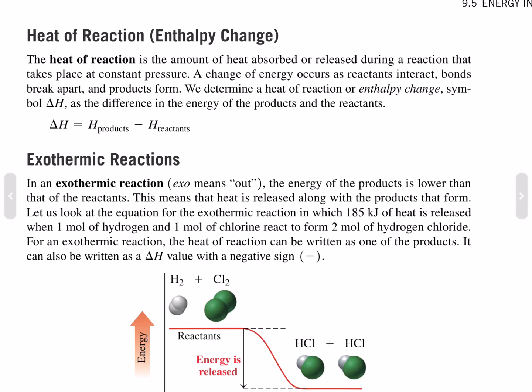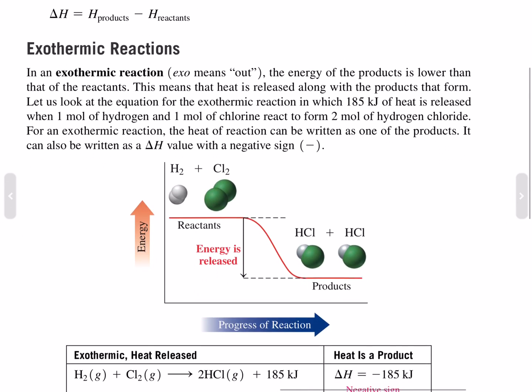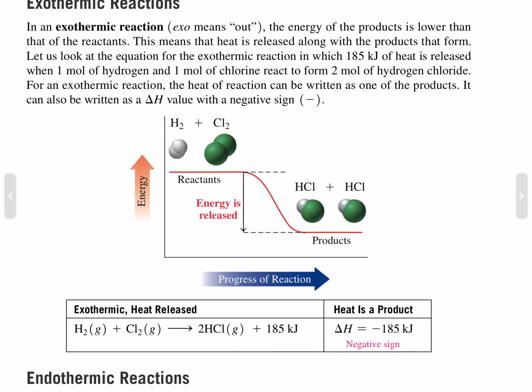Exothermic reactions. In an exothermic reaction, exo means out, the energy of the products is lower than that of the reactants. This means that heat is released along with the products that form. Let's look at the equation for an exothermic reaction in which 185 kilojoules of heat is released when 1 mole of hydrogen and 1 mole of chlorine react to form 2 moles of hydrogen chloride. For an exothermic reaction, the heat of reaction can be written as one of the products. It's also written as a delta H with a negative sign.